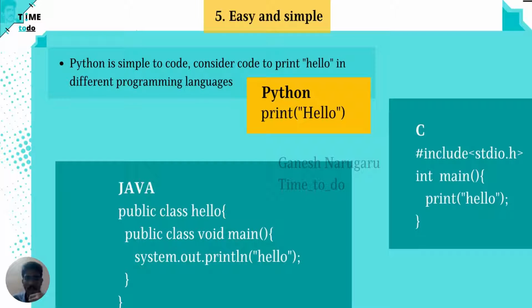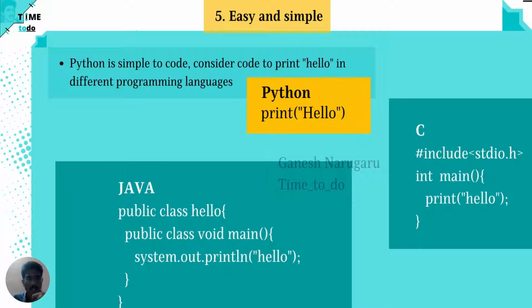Python is simple because we have minimal code lines. For example, to get the output hello, in Python we just simply write print hello. But in the case of C or other languages, in C we write a header file and a main function. This is syntax. Every programming language has its own syntax.